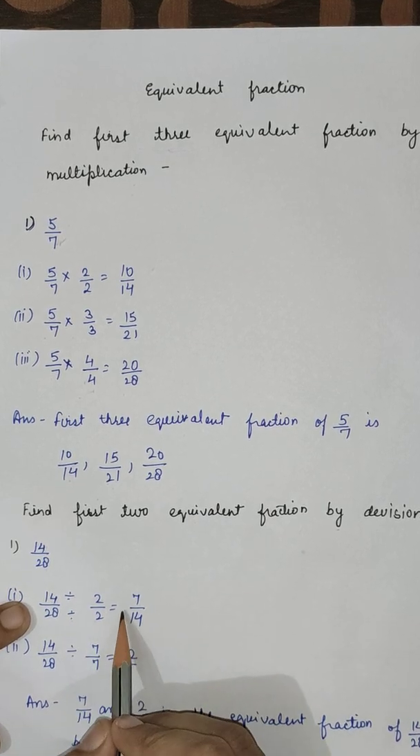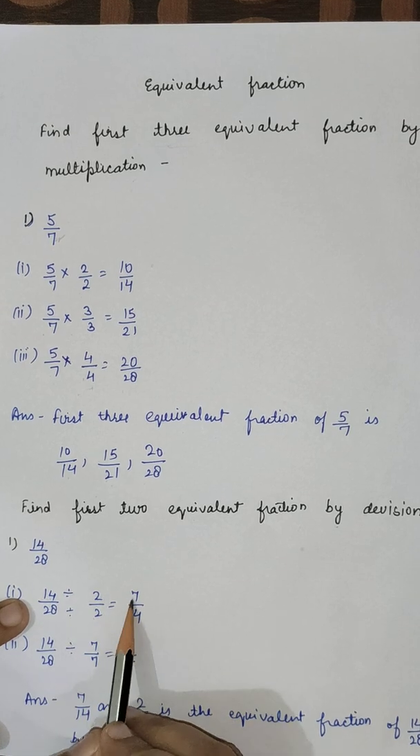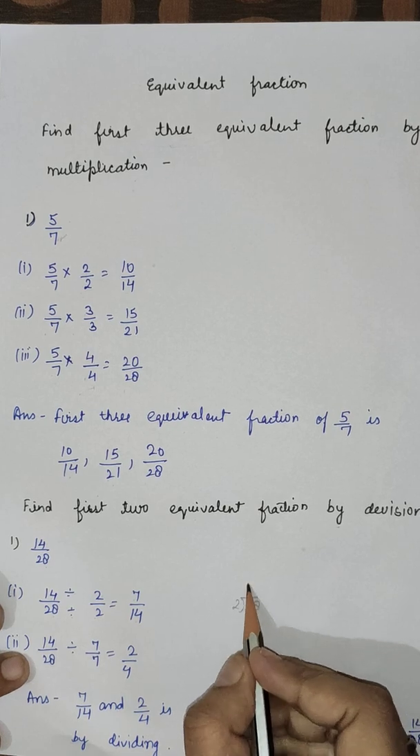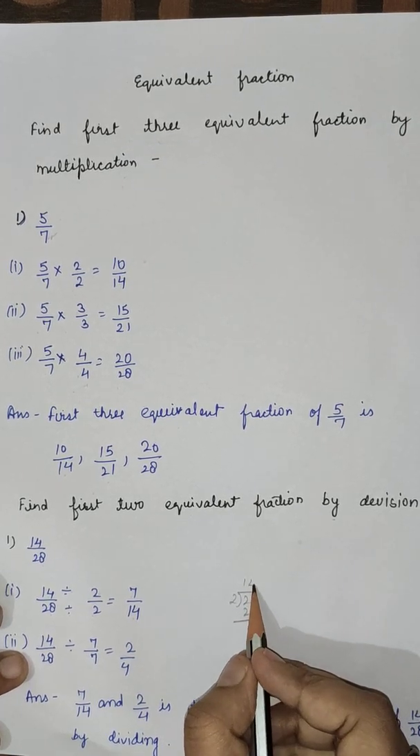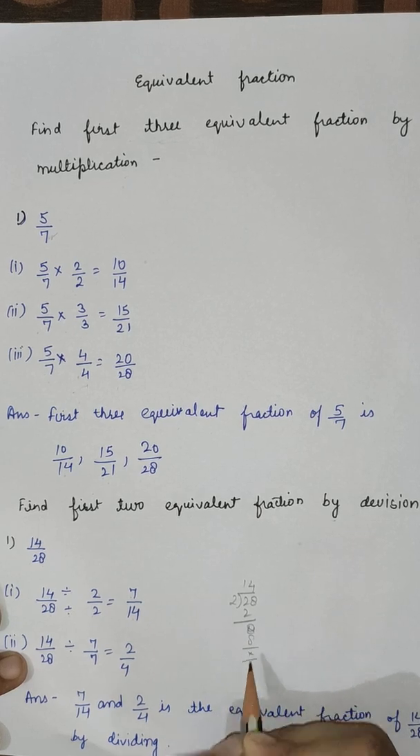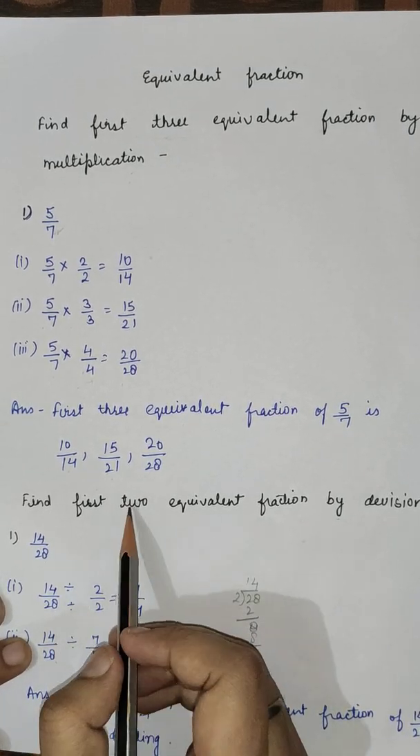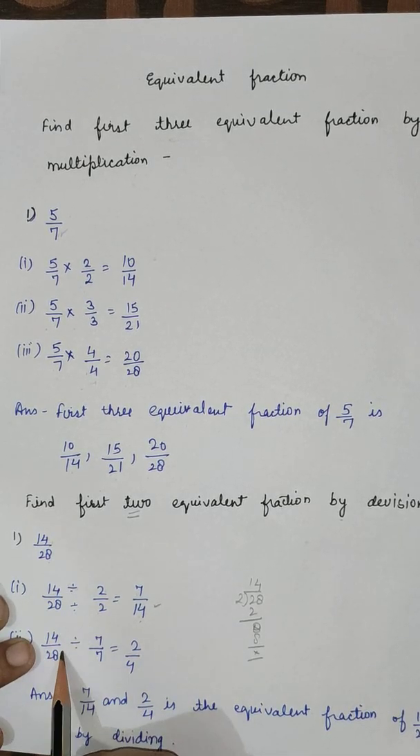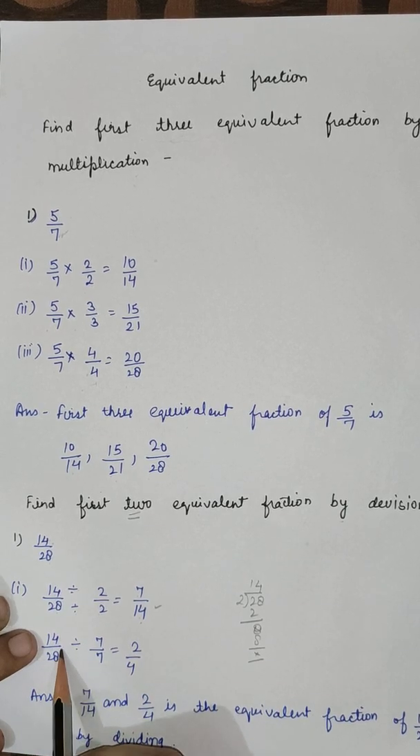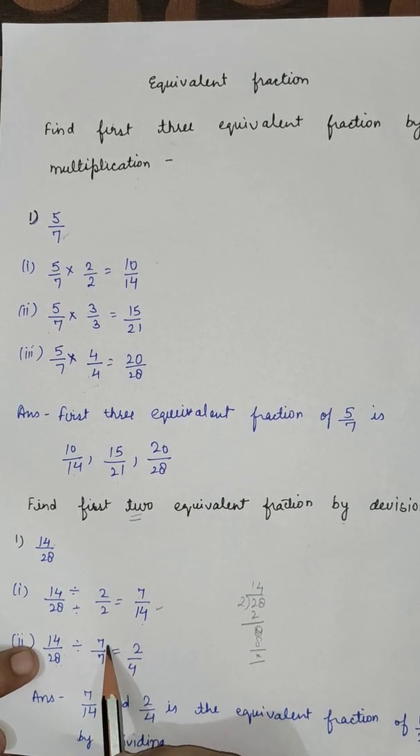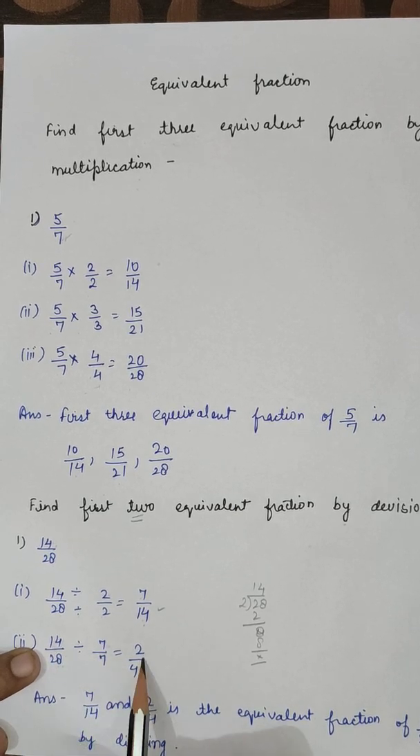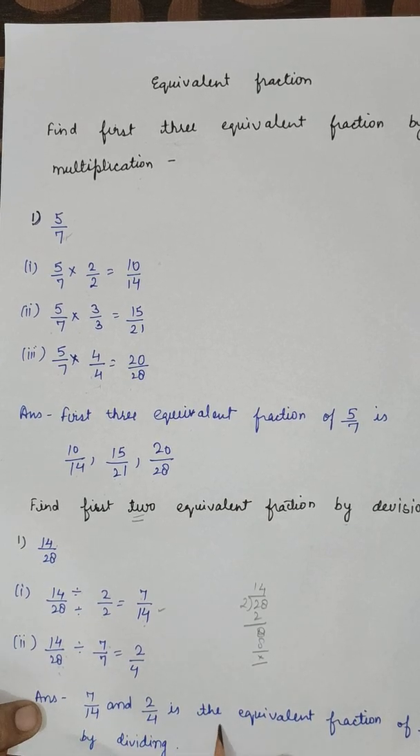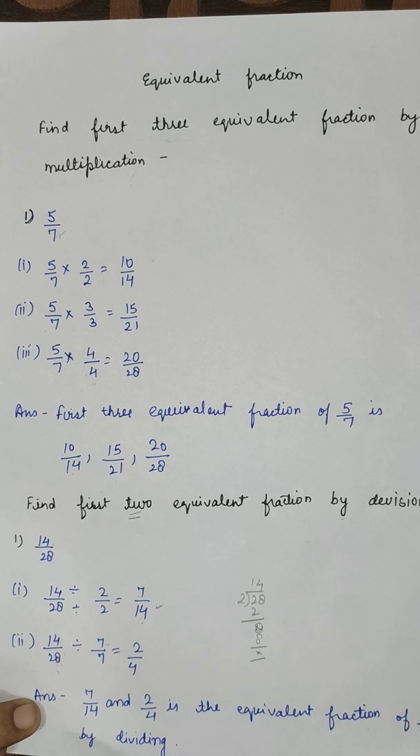If you divide it, we get 2 7s are 14 and 2 14s are 28. So we get 14 by 28. Because we have to get two equivalent fractions, the first is this, and the second, again with the same numbers, we see in which table 14 and 28 come, that is 7. Then 7 2s are 14 and 7 4s are 28. So 7 by 14 and 2 by 4 are the equivalent fractions of 14 by 28 by dividing.